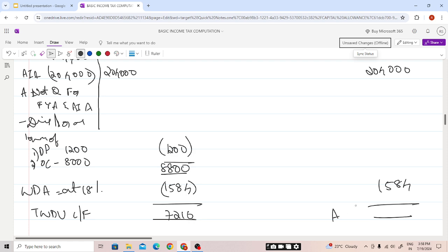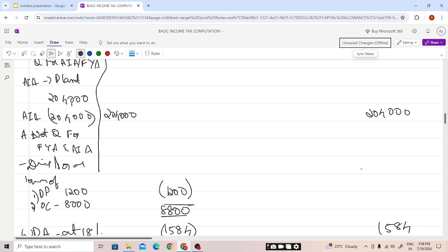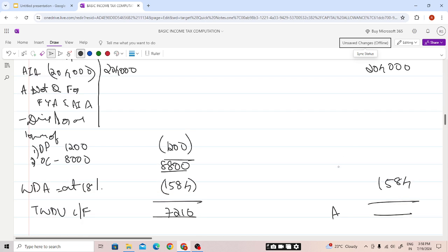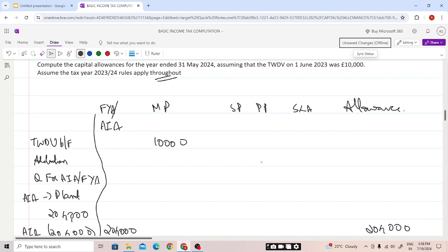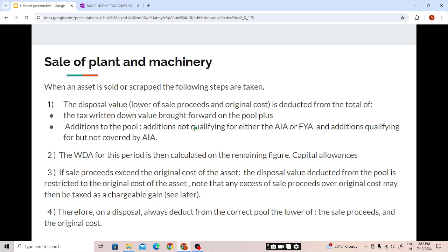So the total allowance will be 205,584. This is the allowance we can claim. I hope this is clear, students. The disposal will always be at the lower of two things, and the disposal will be reduced from the pool from which the asset has been sold.